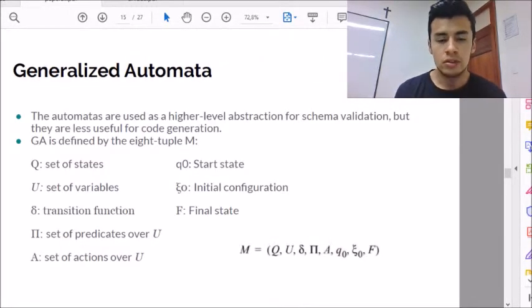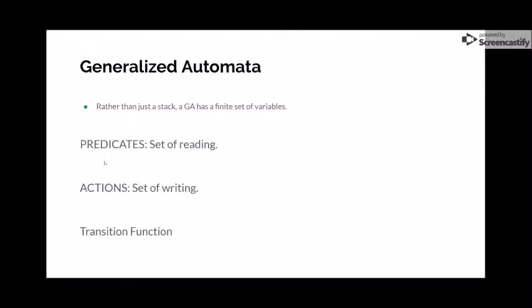The generalized automata framework is used as a high-level abstraction for schema validation and is defined as a tuple: Q, U, transition function, predicates, a start state, initial configuration, and final state. Predicates: each predicate reads from a set of zero or more variables, which is called the reading set. Actions: each action writes to a set of zero or more variables, which is called the writing set.